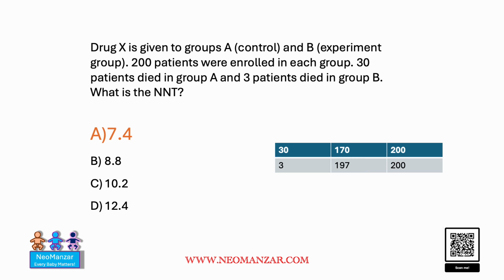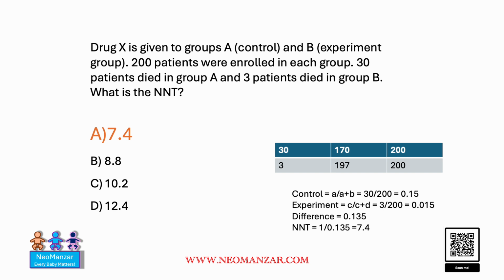So again, I'll rub it off. That part is easy. So the formula is, you divide a by adding these two. So basically divide 30 by 200, and same here, c and then c plus d, and basically divide that. So that's what has been done here.